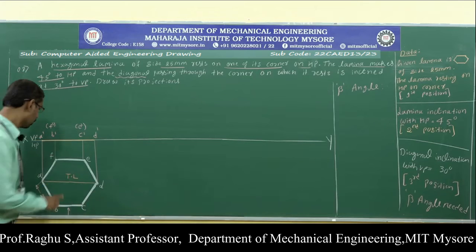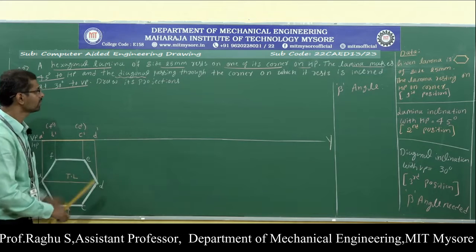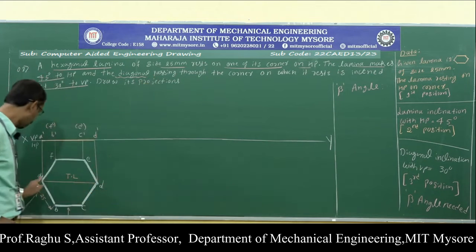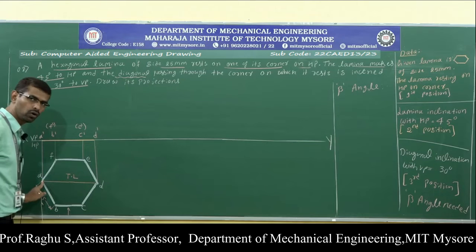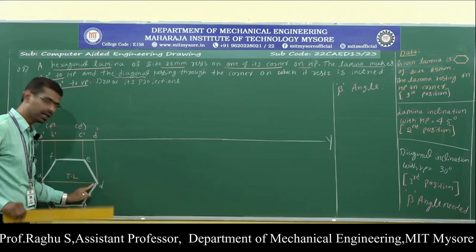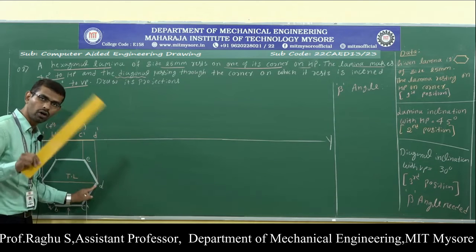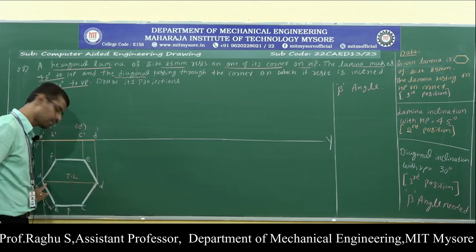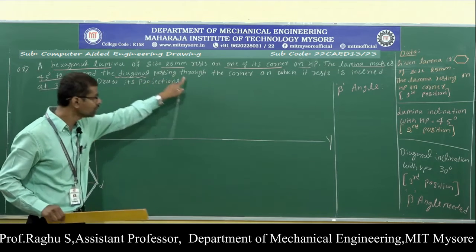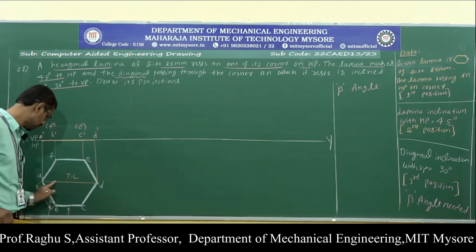The diagonal passing through the corner on which the lamina rests means, here, point A is the resting corner. Therefore, I should draw the diagonal from point A only. You should not draw the diagonal from B, C, D. You should draw the diagonal only from point A because point A is the resting corner. In the problem, it is mentioned that the diagonal passes through the resting corner. So this is the diagonal passing through the resting corner A.